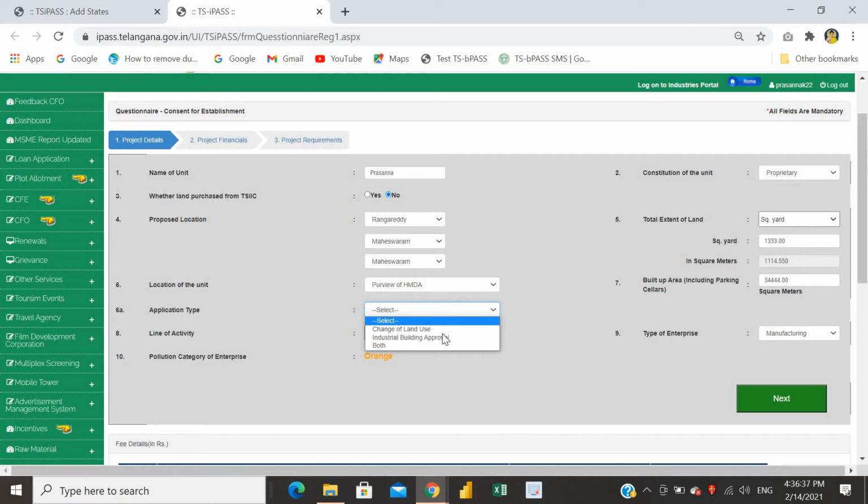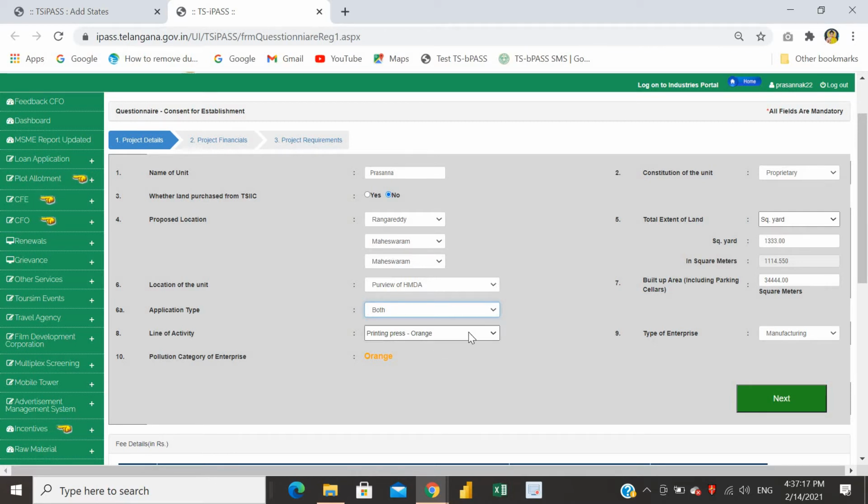If I have already obtained it and I'm not going to take it now, I can choose industrial building approval only. If I have not obtained the change of land use, meaning the zone which is earmarked is not an industrial zone, then I have to go for a change of land use. So let us go with both. My land is not earmarked in the industrial zone, but in some other semi-urban or peri-urban zone. So I can get my land converted to an industrial or manufacturing zone to proceed further. So I have selected both. I need a CLU, change of land use, and industrial building plan approval.